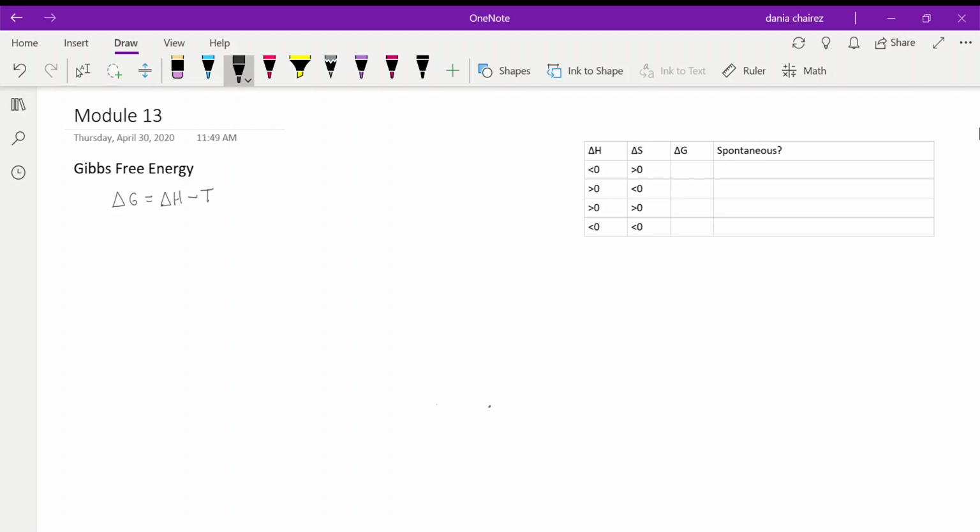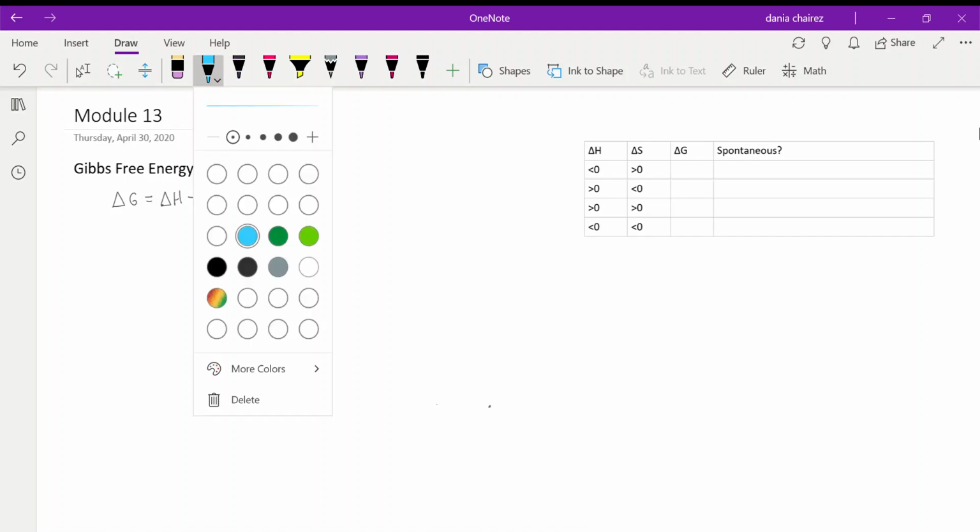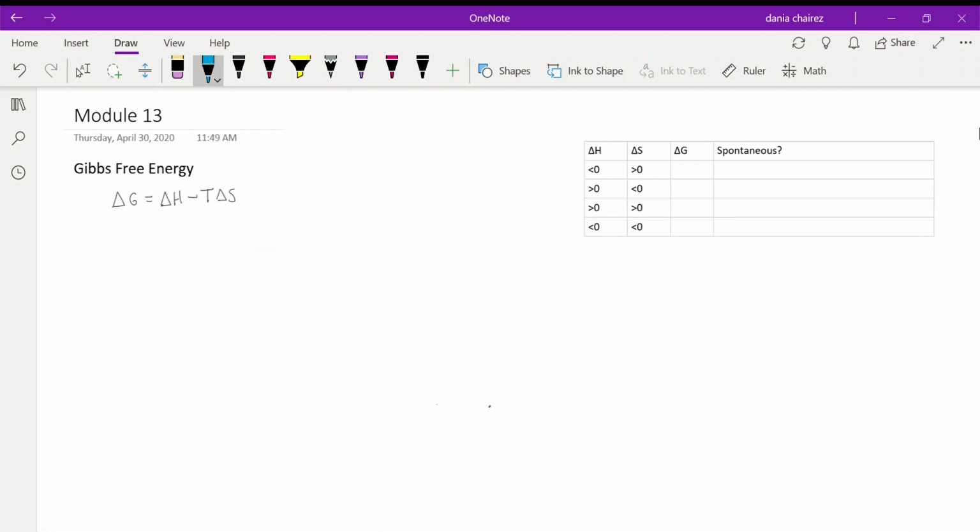minus T delta S. And some of these may look familiar, some of them may not, but we're going to go through them anyway, so it's fine. So the first thing that I'm going to explain is the concept of Gibbs free energy itself, the delta G, just so that you guys understand what it is that we're talking about.